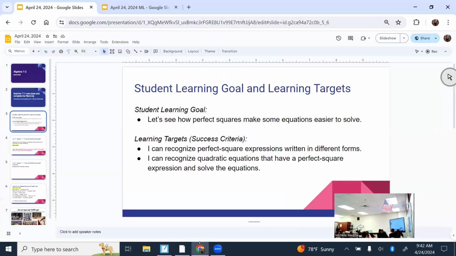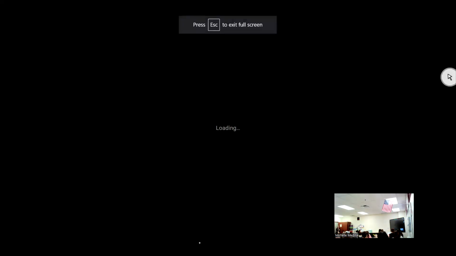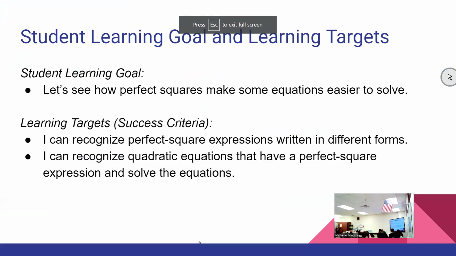So the goal is to see how perfect squares make some equations easier to solve. Technically, all of these you could probably solve using the other methods we've already taught you, but if you can recognize that there are perfect squares on each side, then it will take you fewer steps. And of course, this is going to also lead into the next couple lessons.